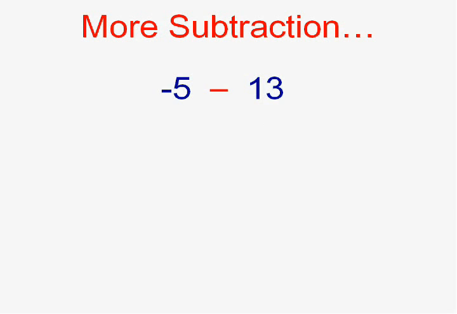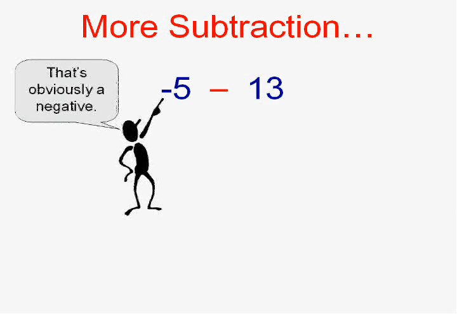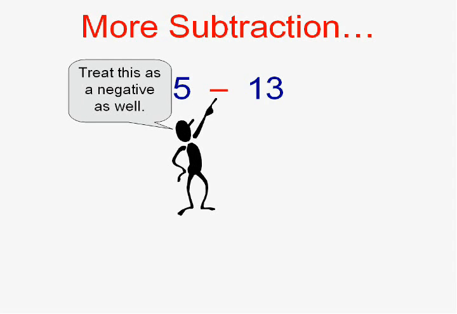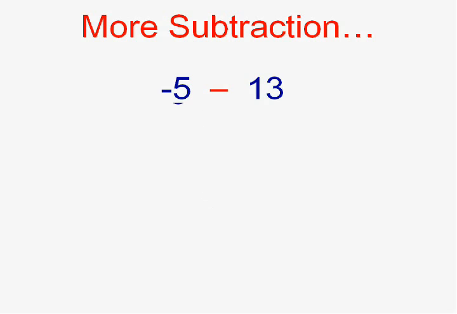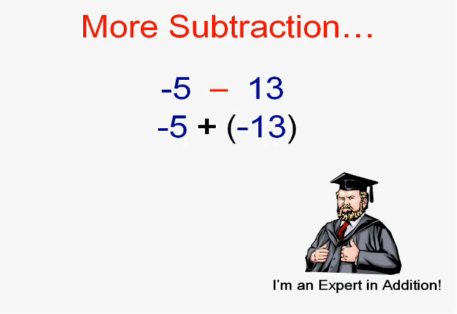How about this one? We know that's a negative. Well, this one, I told you can treat that however you want. I'm going to treat that not as a subtraction, but as a negative. So I've got negative 5 and negative 13. Well, now it's easy. I'm adding two negative numbers. No subtraction here. And I'm an expert at addition.